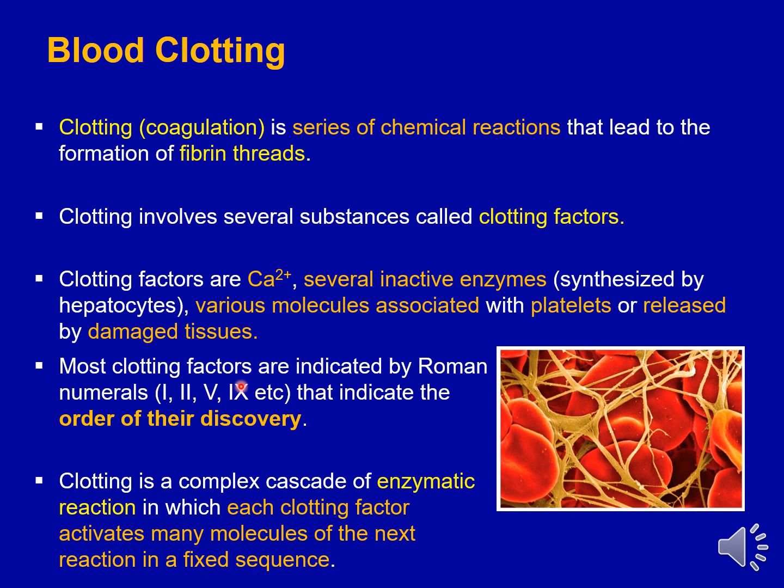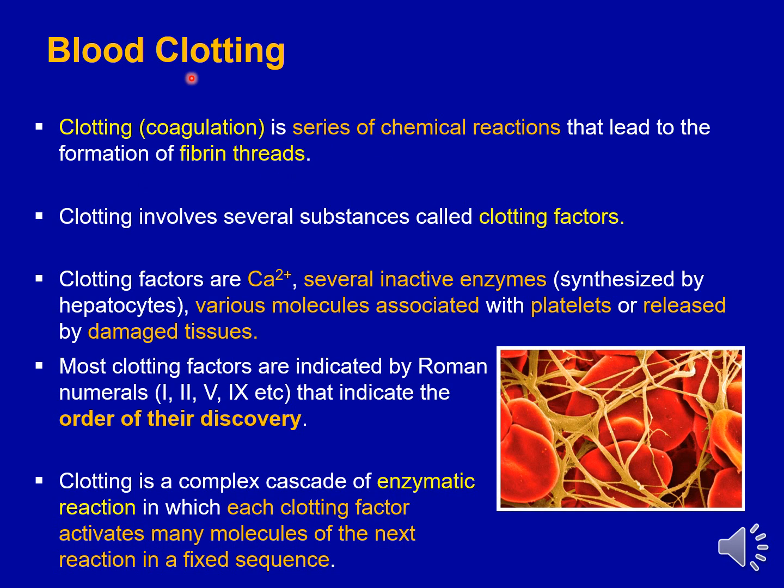Most clotting factors are indicated by Roman numerals, and this indicates the order of their discovery. Clotting is a complex cascade of enzymatic reactions in which each clotting factor activates many molecules of the next in a fixed sequence. So we have a fixed sequence, and this fixed sequence needs interaction of the different clotting factors by enzymatic reactions in order to form at the end fibrin threads.